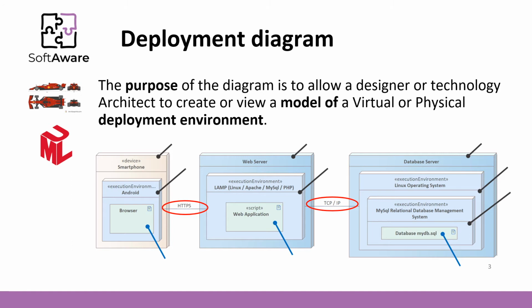The smartphone with an Android operating system should have an installed browser to view a website. There is a PHP script installed in a web server to generate a website. And finally, a database should be populated using a mydb.sql file. In such a way, the deployment diagram describes the physical deployment of the software on hardware components.